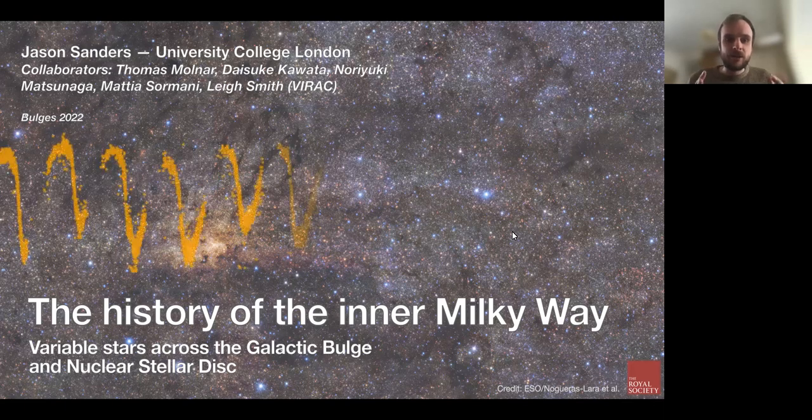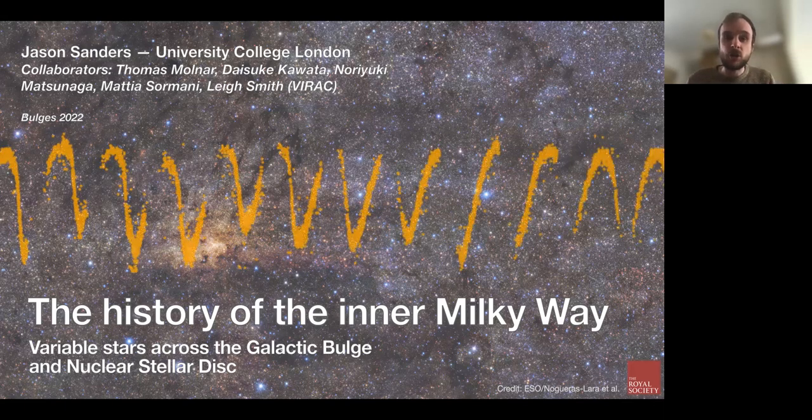Hi everyone, today I wanted to talk about the history of the inner Milky Way as traced by variable stars. So one of the real challenges for understanding the formation and evolution of galactic bulges over cosmic time is understanding the sequence of events by which they formed. And in the Milky Way, we can get a very detailed idea of this sequence of events by studying the individual stars that make up these structures.